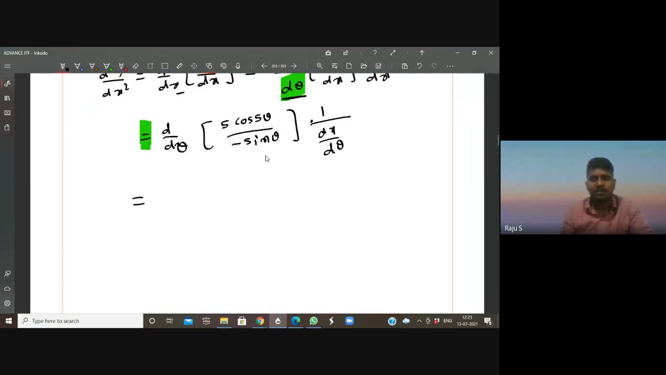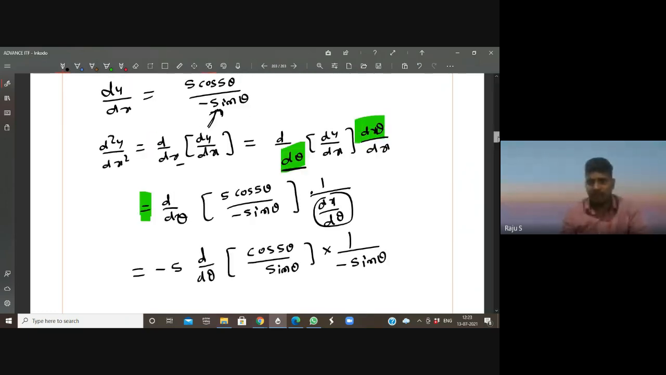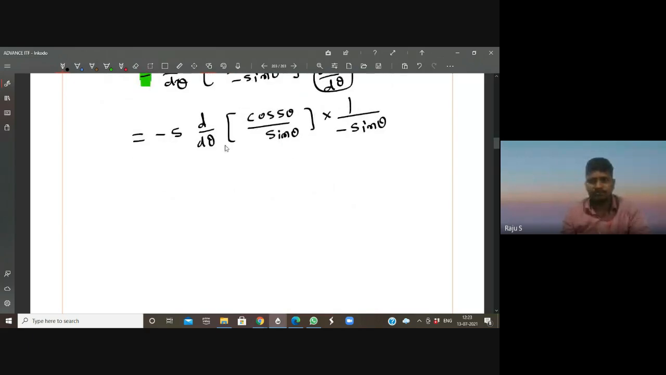This is equal to the u by v rule. First, here 5 is the numerator, and the denominator has a minus. You can take minus 5 outside. Then whenever we take minus 5 outside, we have d by d theta of cos 5 theta by sin theta, into 1 by minus sin theta, because dx by d theta here we got minus sin theta. So this is equal to minus, u by v rule.